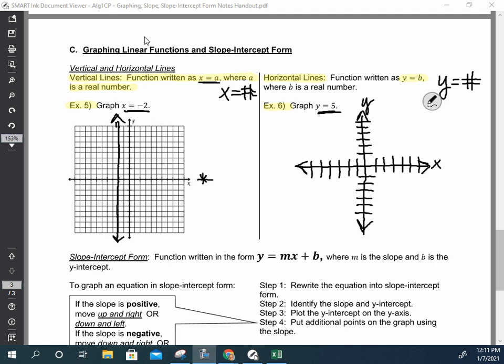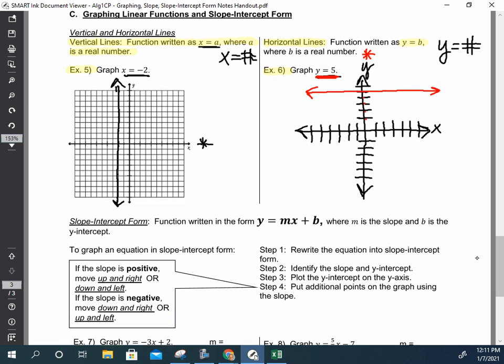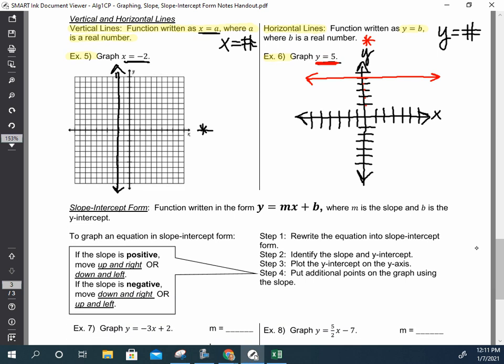So, let's graph it. Y equals 5. Go to the y-axis. Find where 5 is. 1, 2, 3, 4, 5. And then draw your horizontal line. That's it. Any questions, vertical or horizontal?